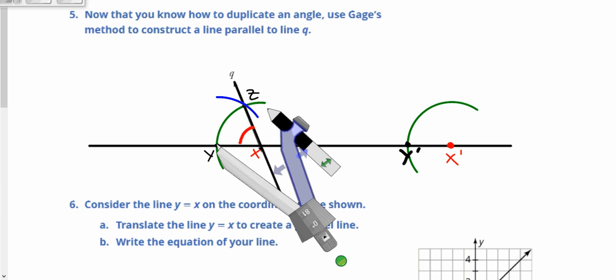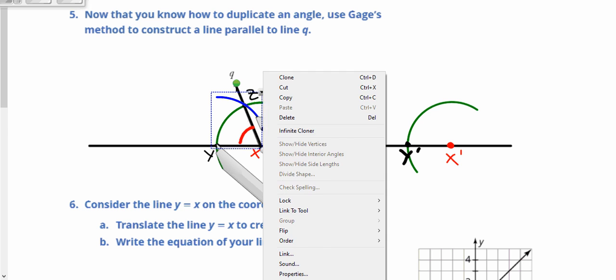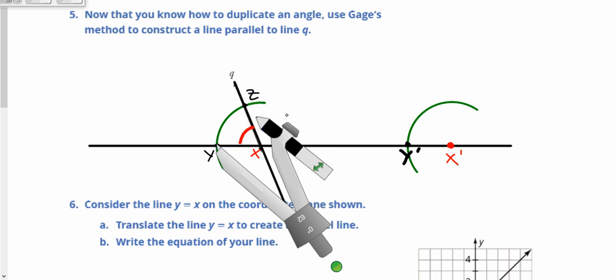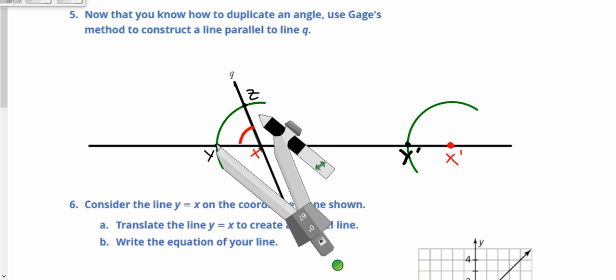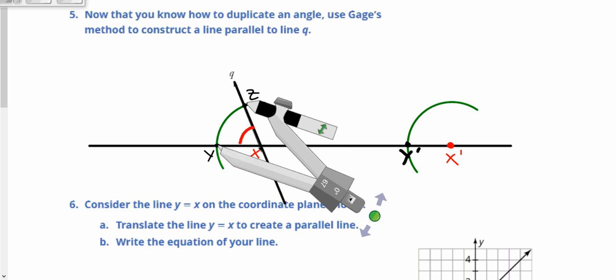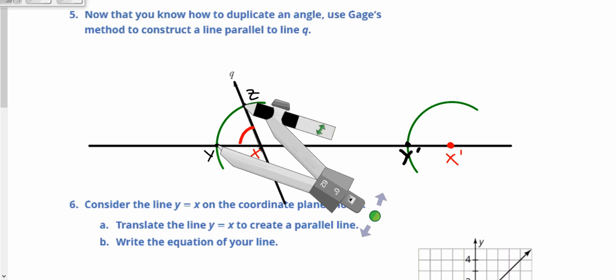I'm going to move this compass doesn't like me today. All right, we're going to try this again. Come on. I'm going to move it up. Move it to where it lands on Z a little better. There we go. Let's try this again.